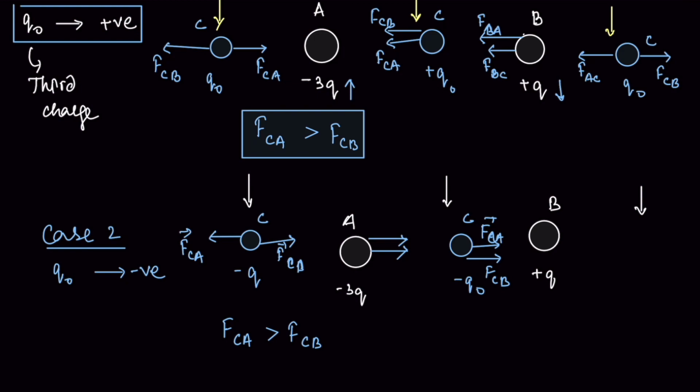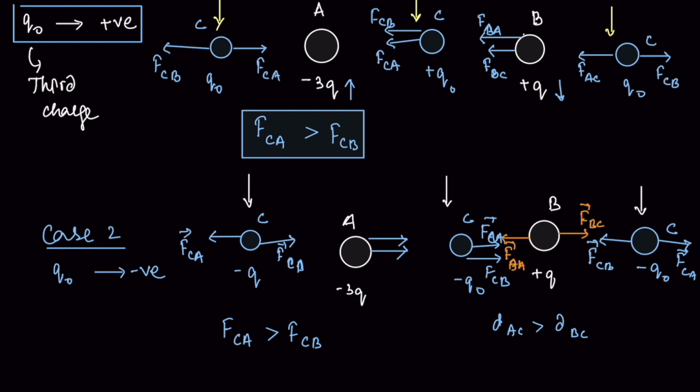Now let's go to the last case. B will attract the charge C and A will repel. So here the distance between AC is more than the distance of BC. So here it could be possible that the forces are equal. So let's check with the point B. At B, C will attract the B and A will attract the B. C and B both are in equilibrium. Why? Because the distance of BC is less than the distance of AB.